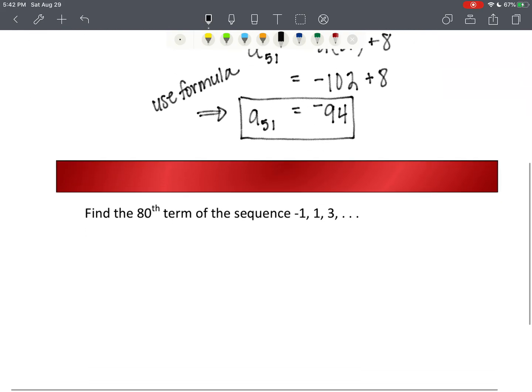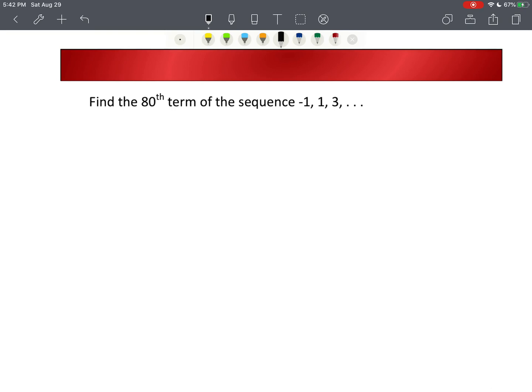Okay, here's one for you to try. Find the 80th term of this sequence. Okay, hopefully you pressed pause and you're working this out. I'm going to quickly identify the common difference as 2. The value of the first term is negative 1.